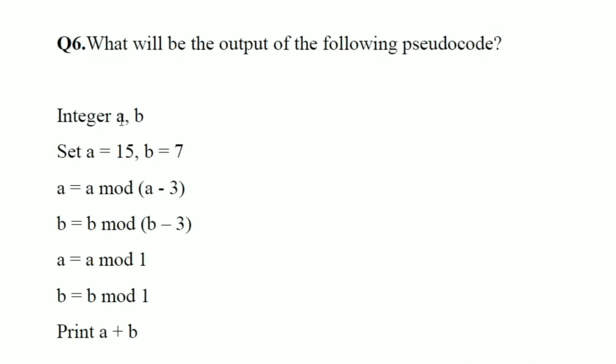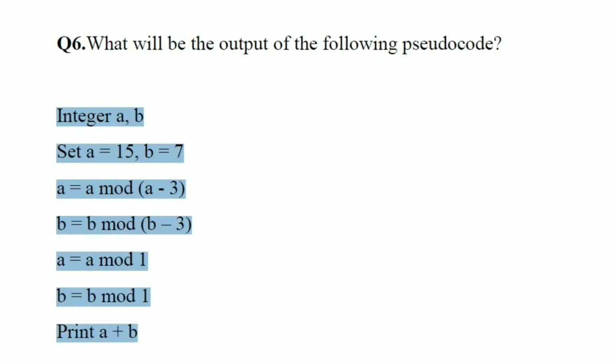The first line says we need to declare two variables a and b of type integer, and after that we are assigning some values, and after that we have a equal to a mod a minus 3. That mod means the modulus operator, or we can say percentile. So we generally use that operator to get the remainder, and at the last we are printing the sum of a plus b. After performing those modulus operations, we are printing a plus b.